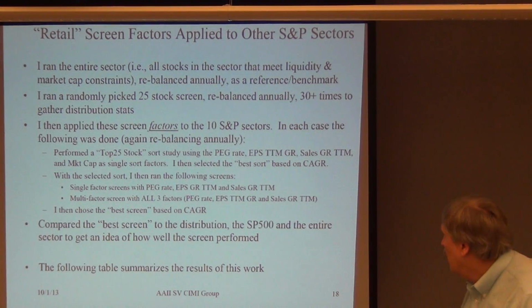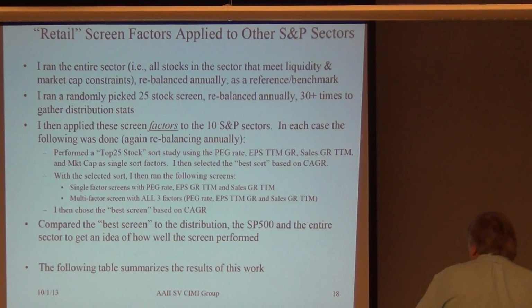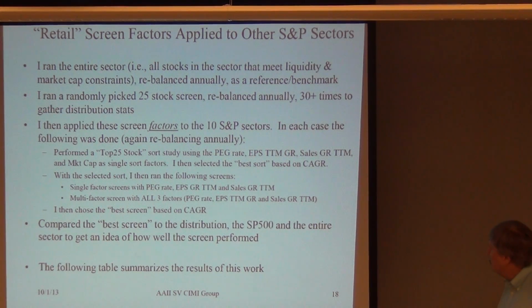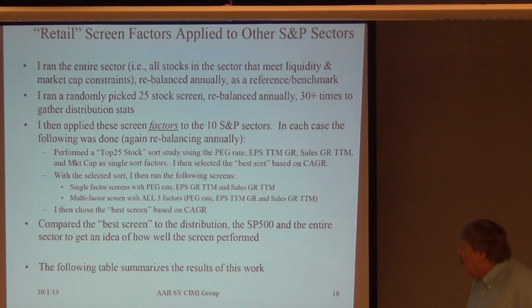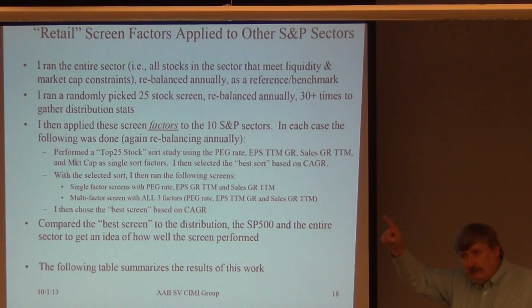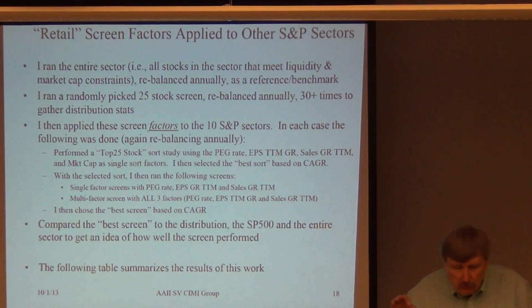All right, so what did I do now? So I ran as sort of a baseline the entire sector, okay, that passed the liquidity and market cap constraints, because I was typically looking for higher, top half market cap, rebalanced annually as a benchmark, very similar to some of the rotations John did. Again, I did a randomly picked 25 stock screen, so I had enough data to draw the bell curve, if you will. I then applied the screen factors to each sector.